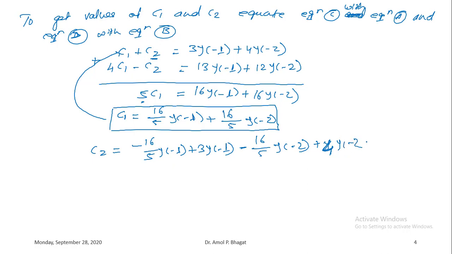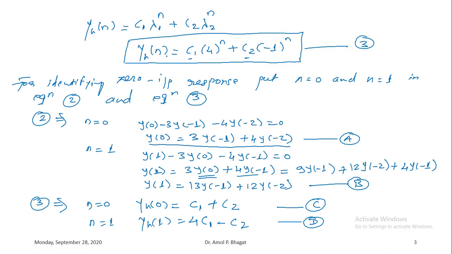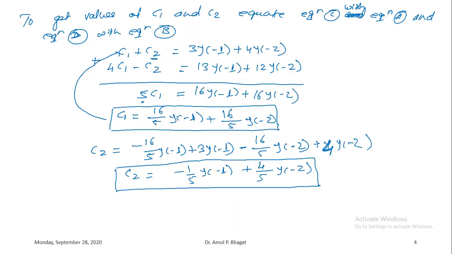Okay, so if I solve this, I will get minus 1 by 5 y of minus 1. Right. Similarly here also I will get plus 4 by 5 y of minus 2. Right. So this is the required value of c2. Right. Now these two values I can substitute in this homogeneous solution, and then I will call it the zero input response. In place of c1, c2, I can substitute these two values.